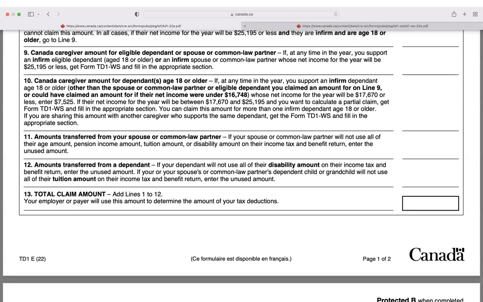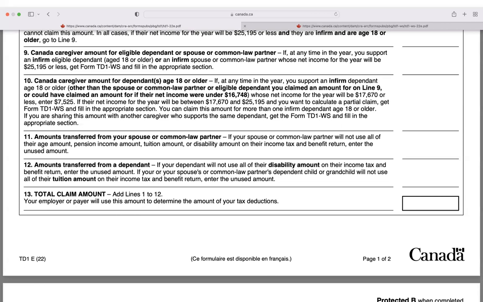Then number 11, amount transferred from your spouse or common law partner. If your spouse or common law partner will not use all of their age amount, pension amount, tuition amount, or disability amount on their income tax and benefit return, then you enter the amount unused on line 11.